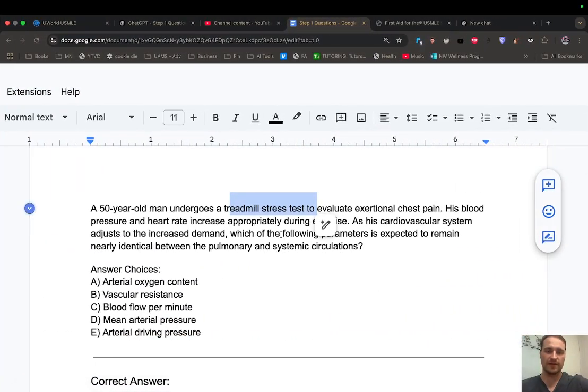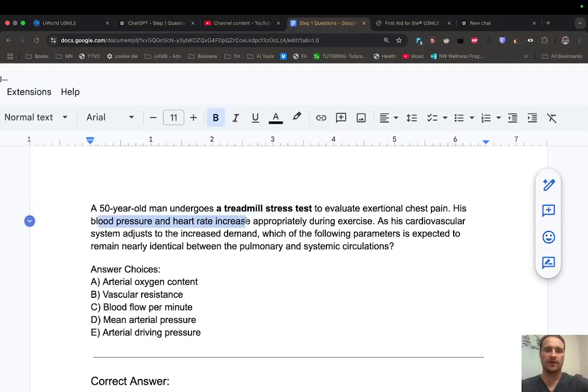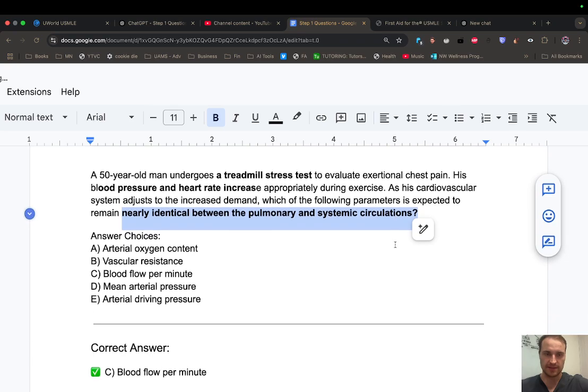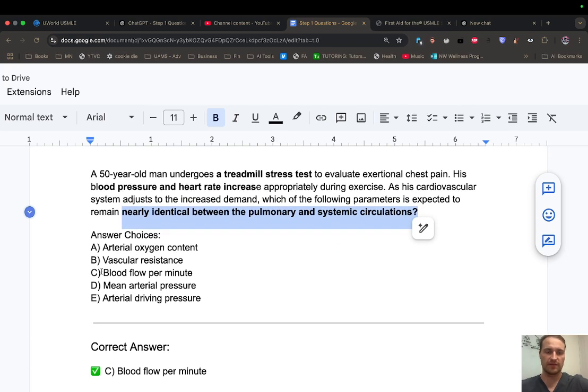Okay, we got a 50-year-old man undergoing a treadmill stress test to evaluate his chest pain. The blood pressure and heart rates are going to be analyzed, and basically it's going to be asking which one of these are going to be identical between the pulmonary and the systemic circulations. Okay, so the correct answer is going to be the blood flow.